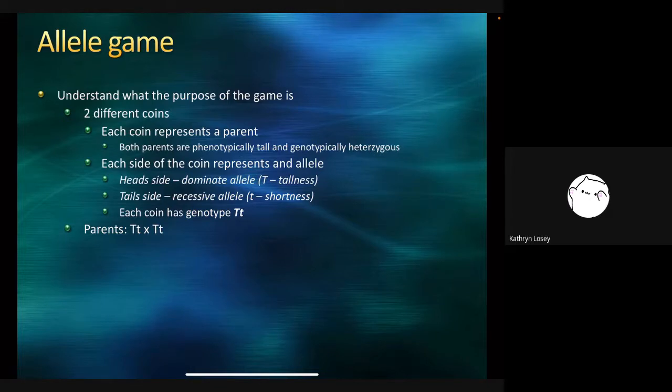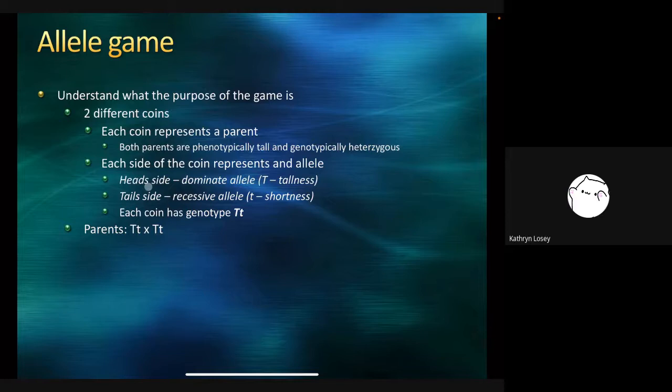Both parents are phenotypically tall and genotypically heterozygous. The head side is the dominant allele, which is capital T for tallness, and the tail side is recessive, which is lowercase t for shortness. So each coin has the genotype capital T, lowercase t, and your parent cross would be 2 heterozygotes, capital T, lowercase t. You definitely need to know that the parents are heterozygous but phenotypically tall, and what each side of the coin represents.